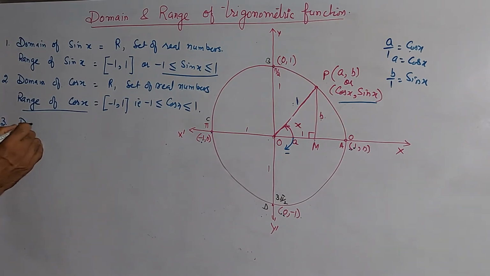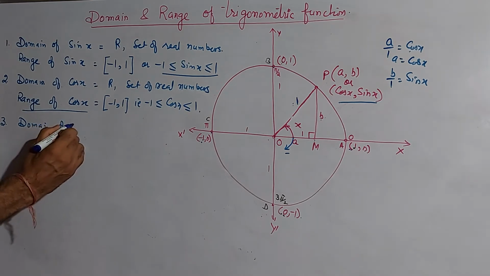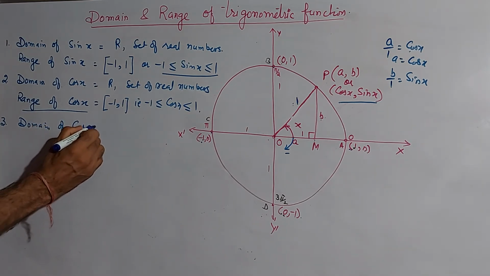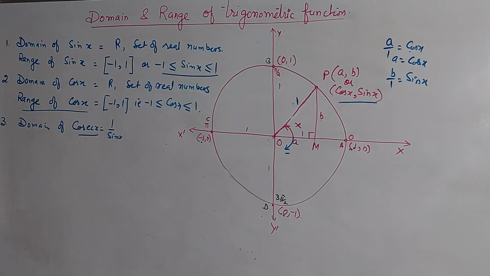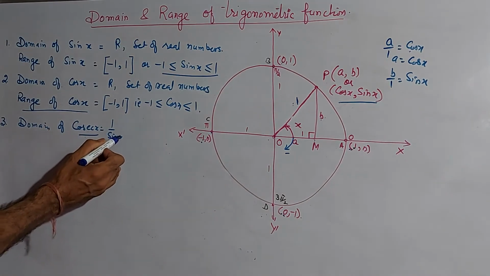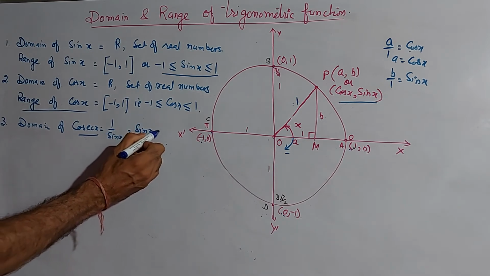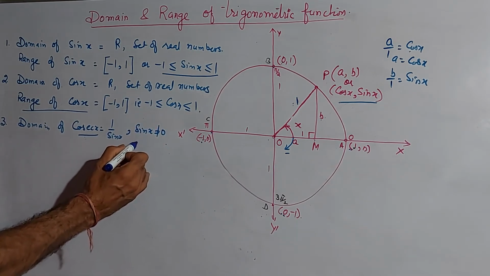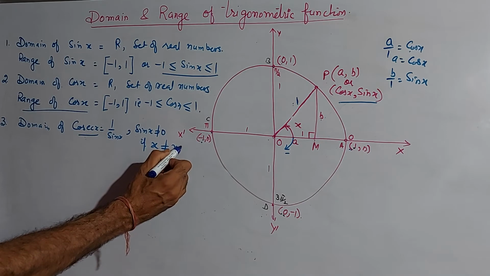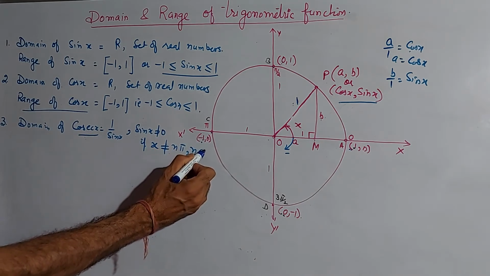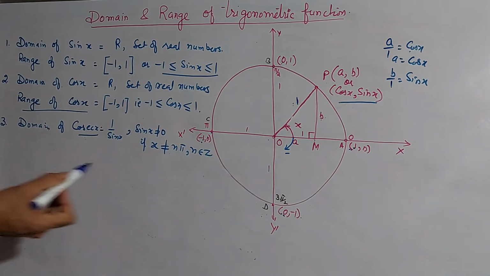Now we will see the domain of cosecant x, which is 1 upon sine x. Cosecant x is equal to 1 upon sine x. But cosecant x is defined only if sine x is not equal to 0, which is possible if x is not equal to an integral multiple of pi, n pi, where n belongs to Z, the set of integers. At these angles the value is 0, so 1 upon 0 is undefined. It means we will reject all these values.